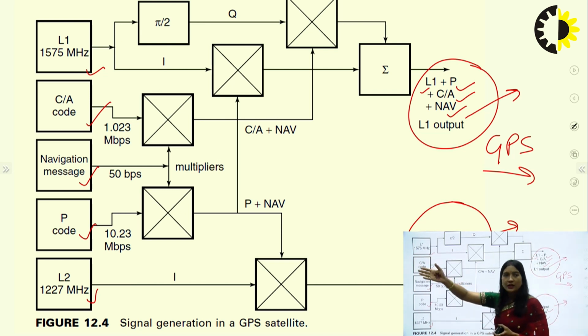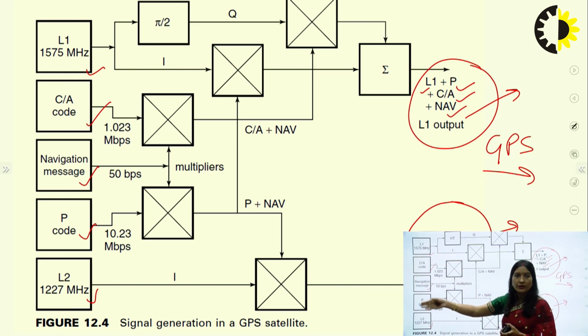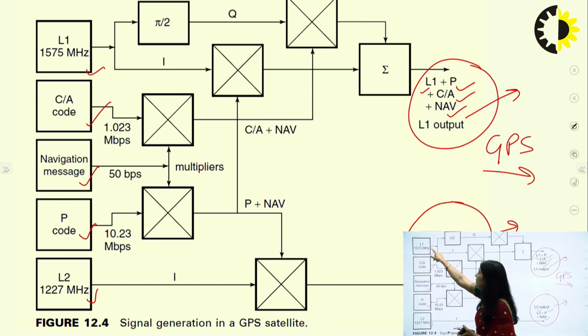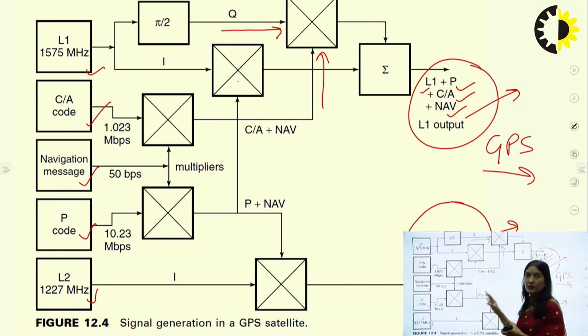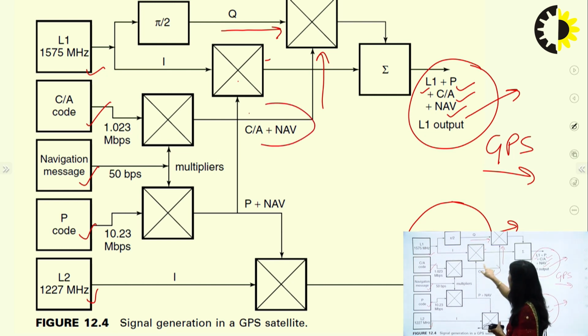The C/A code is generated by some circuitry, and there would be other circuitry to generate the P code. So here we have the P code and C/A code available. This L1 signal is given to this pi by 2 block, and the in-phase part is given to this multiplier, while the phase quadrature part is given here. As we know, in the L1 signal, the C/A code is the quadrature part of the signal.